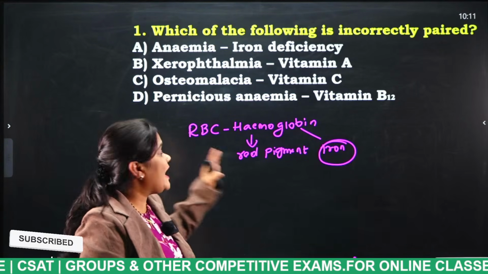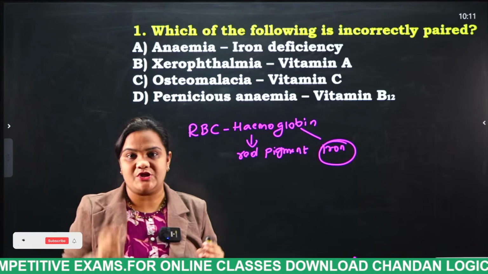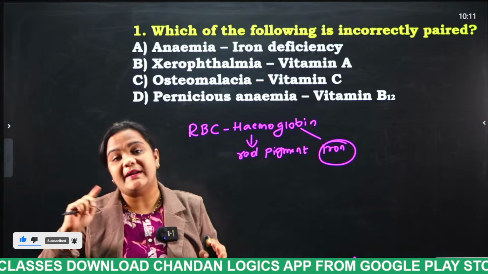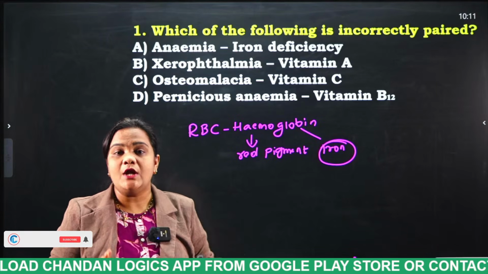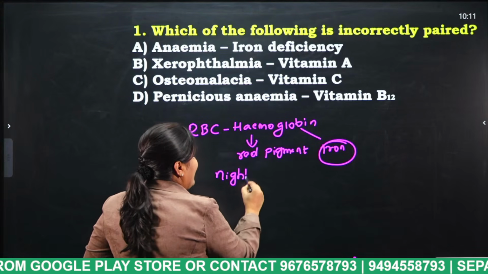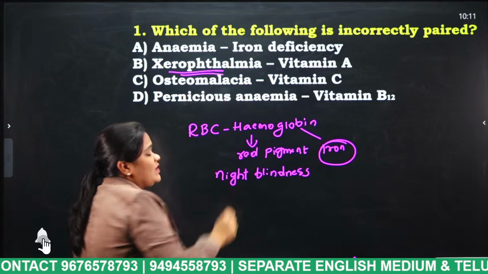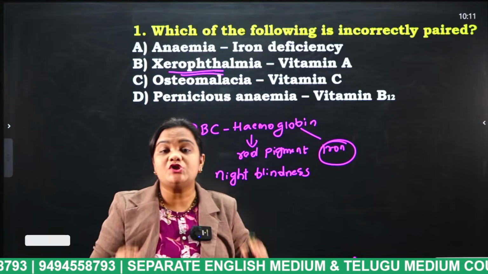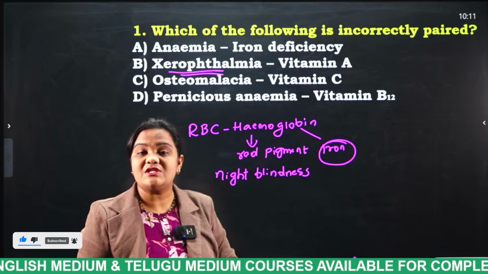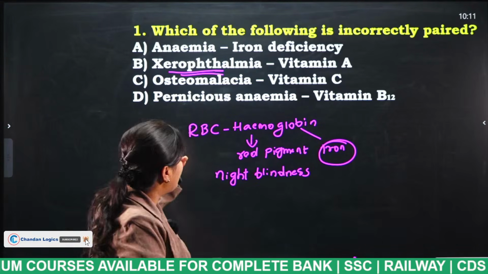Second one is xerophthalmia. Xerophthalmia is nothing but a shortage of tear production, if there is a deficiency of vitamin A. What do you mean by vitamin A, students? Retinol. Due to the deficiency of vitamin A, two types of diseases are there. What are those? Night blindness, and one more thing is what, students? Xerophthalmia. What is this xerophthalmia? The production of tears in our eyes gets reduced due to the deficiency of vitamin A. Vitamin A is nothing but what, students? Retinol. So that is also the correct pair.